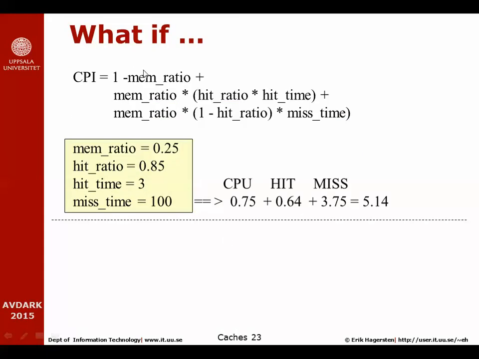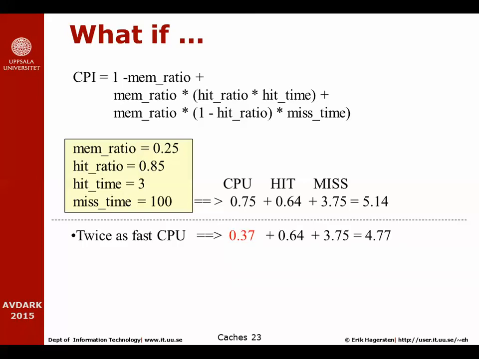Here we have the same equation and the same input numbers, and that was the equation that gave us the 5.14 in CPI. Now we can ask ourselves a couple of questions. First of all, are we satisfied with this? We have a computer that's capable of starting a new instruction every cycle, and we're just getting 1/5 of its performance. We clearly need to improve the cache design. So how can we do that?